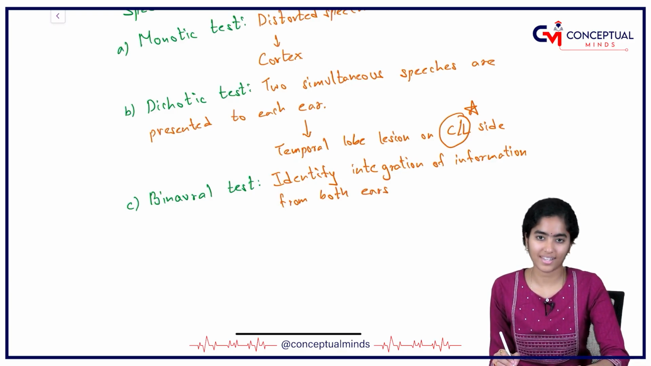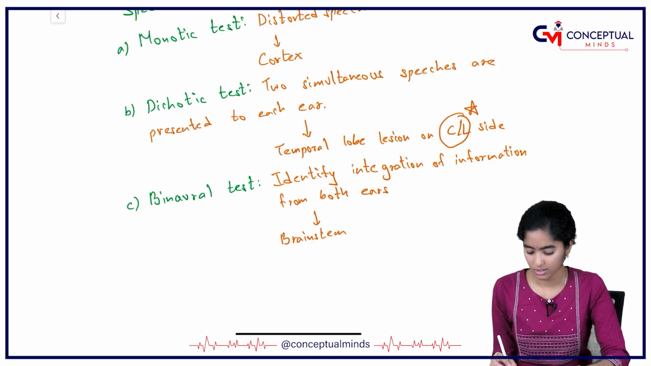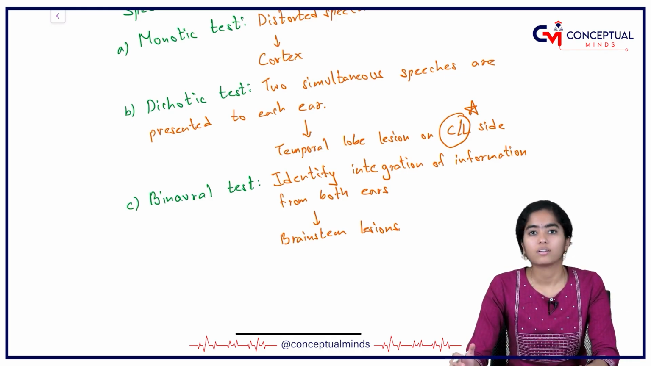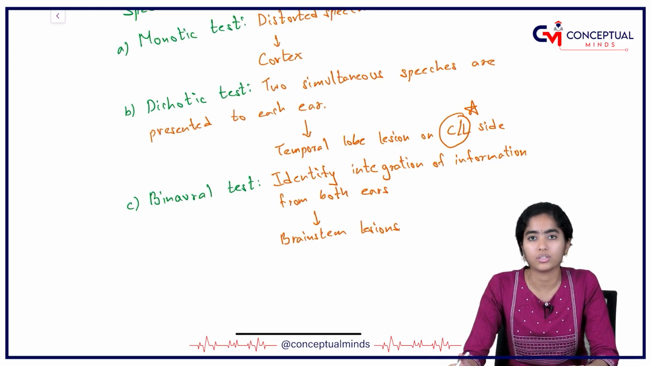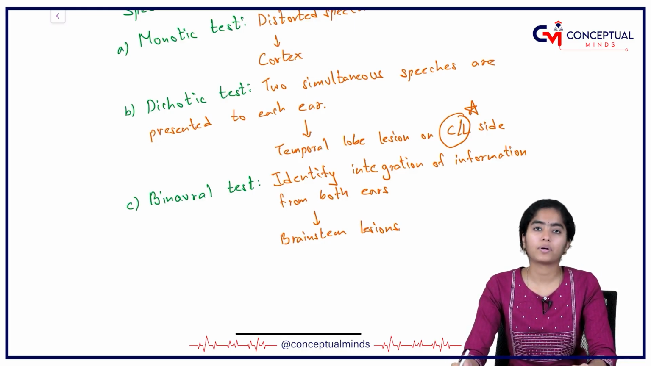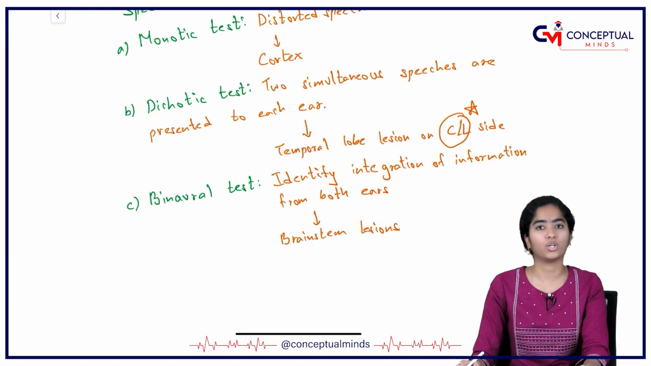And in whom is this affected? When there are lesions in the brainstem, because that is where crossing occurs and all these functions occur. If there is some lesion in the cortex, this test is not affected. Integration is not affected when there is a lesion in the auditory cortex. Brainstem lesions will cause a problem in this activity. So this can help to localize the site of the lesion. So this is the binaural test.